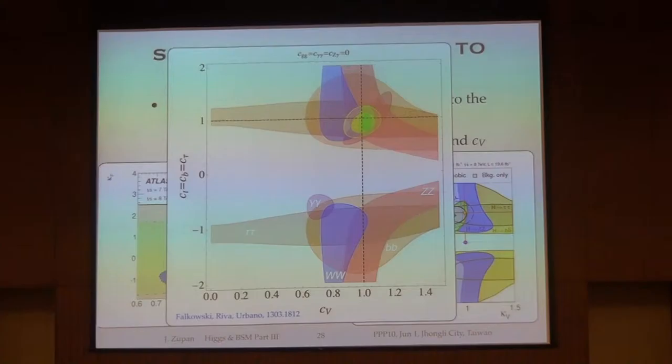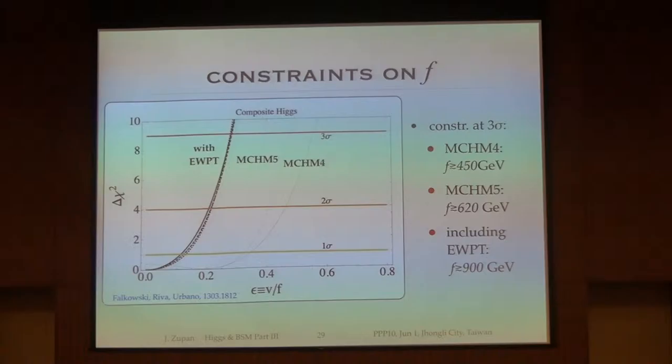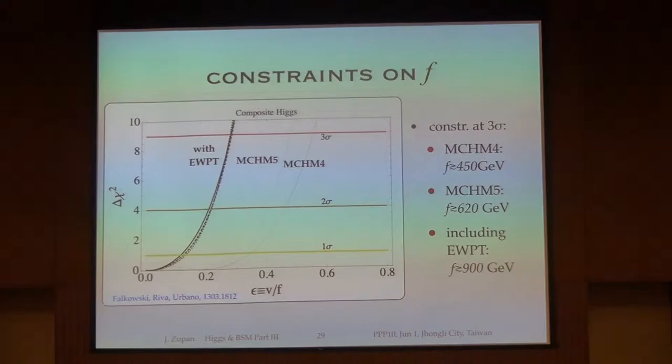So let's see what we can learn if you explicitly demand that the modification is due to a particular composite Higgs model. Then we only have one parameter, which is v over f. What's on the left-hand side is delta chi-squared, so that's 1 sigma, 2 sigma, 3 sigma exclusion. So you want to have v over f which has to be smaller than this number at 1 sigma, or smaller than that number at 2 sigma, or smaller than that number at 3 sigma.